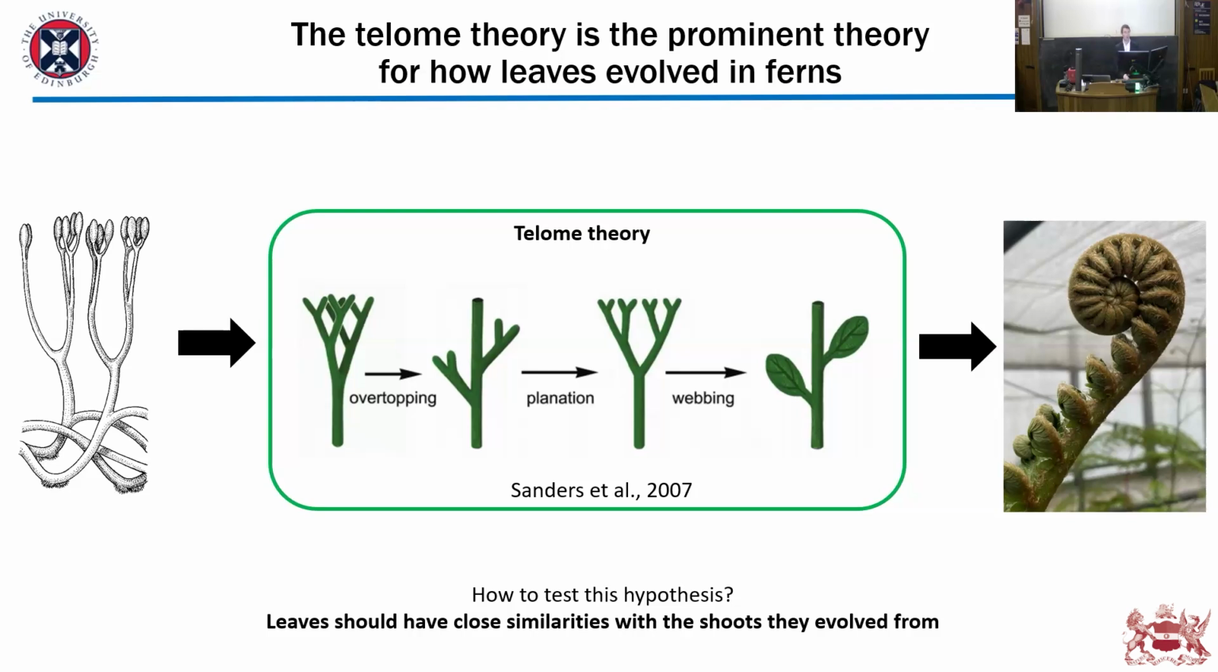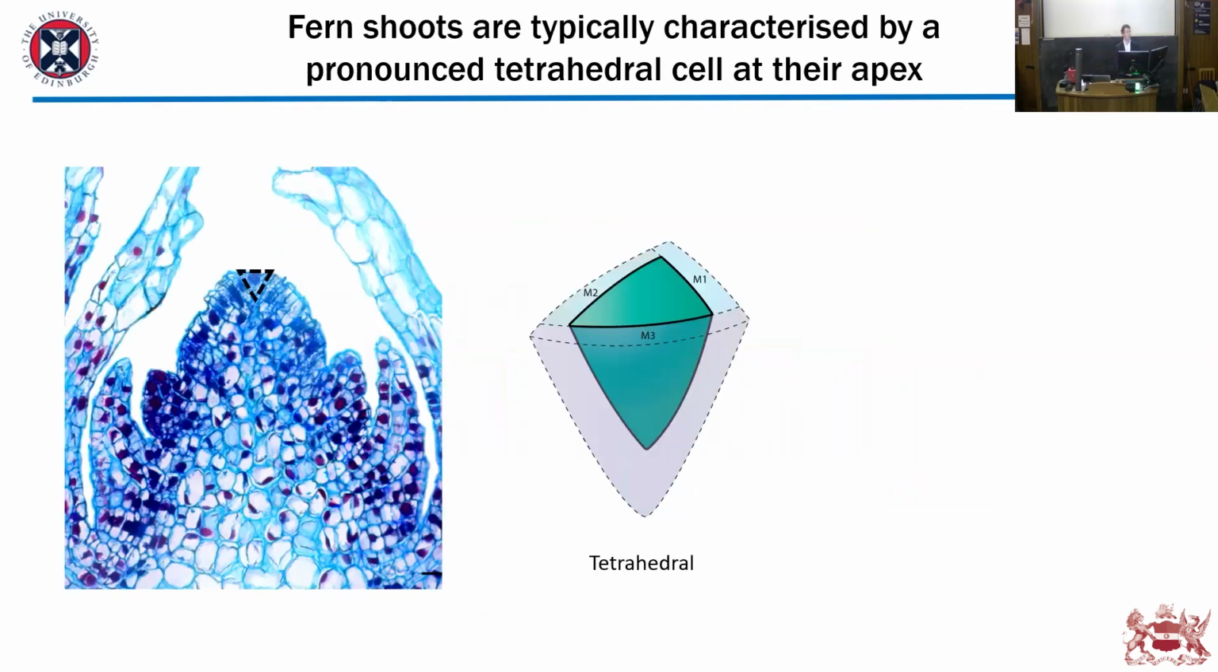So if we zoom in on a shoot of a living plant today, this is that Equisetum apex I showed you earlier, but this could be many fern apices, they all look broadly similar. At the very, very center of the apex, there's typically a large triangular cell. It's triangular when it's cut in longitudinal section like this, but if you're able to view it from above or to produce a 3D reconstruction, you find out that triangular cell is actually tetrahedral in shape.